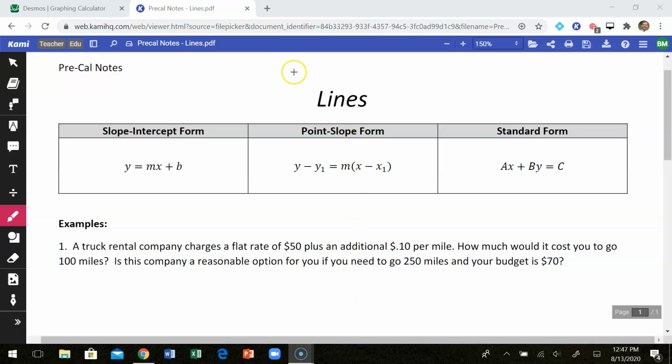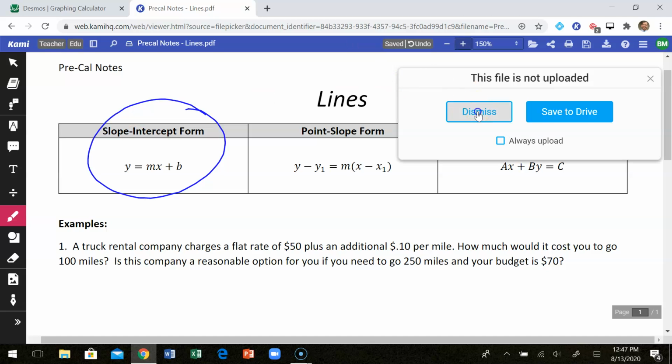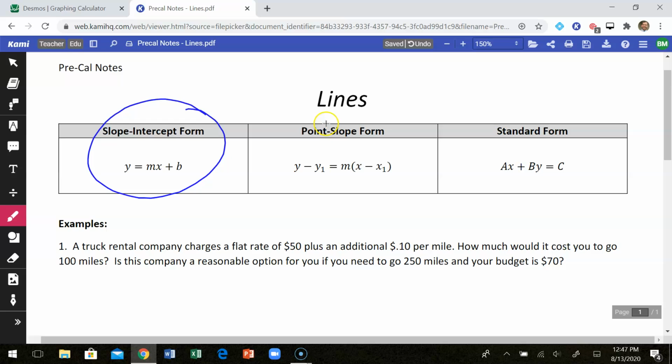Okay, we're going to talk about lines in this video, something that hopefully you're pretty familiar with at this point in time. There are three different forms that you can use to write an equation of a line. The most common is slope-intercept form. That's the one I'm going to use the most, but I do want you to know that these other two are things that you can also use.